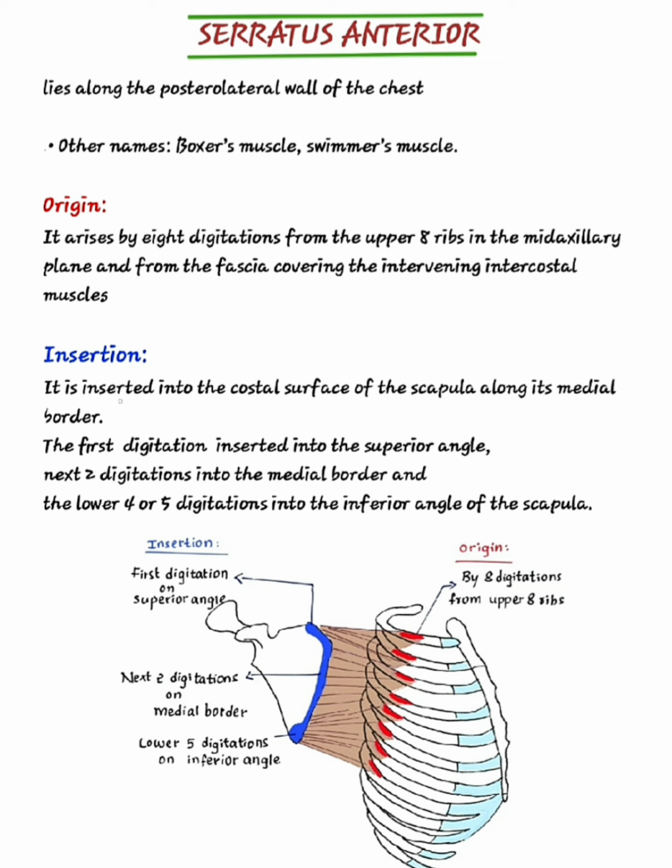Insertion: it is inserted into the costal surface of the scapula along its medial border. Scapula has a costal surface and a dorsal surface. Costal surface is the ventral surface. This is the glenoid cavity, this is the lateral border, this is the medial border.